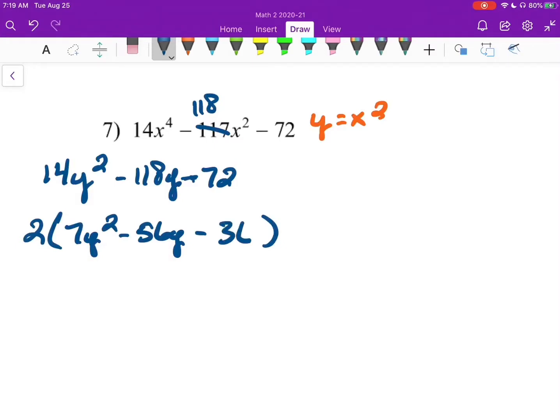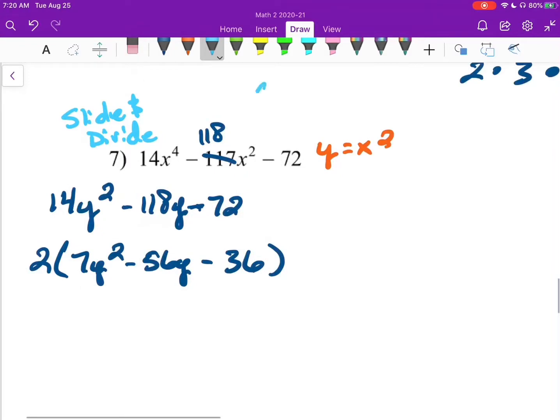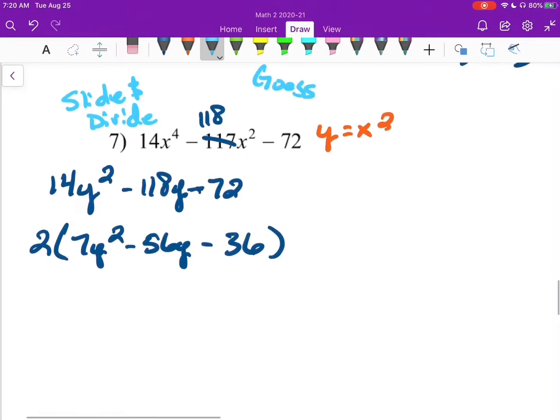36. All right. Now, there's two ways to go about this. You could either slide and divide, or guess and check, or just guess. Okay? I'm going to talk you through how to guess it, but I'm also going to show you to start off how to slide and divide.